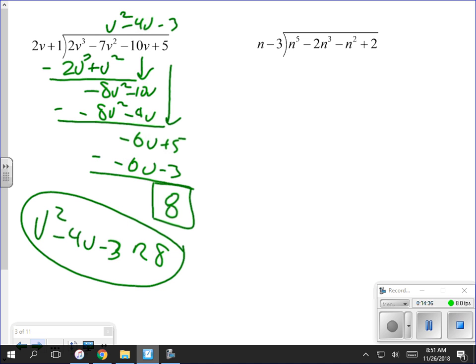Okay. Next one, n minus 3 into n to the 5th minus 2n cubed minus n squared plus 2. What am I missing? N to the 4th. I don't have any n to the 4th. I have to have an n to the 4th because when I do n into n to the 5th, I'm going to have n to the 4th. I have to have something to line it up with when I do my dividing, just like I did with all of these powers. They're all lined up. I have to have an n to the fourth. Every power has to be represented. It isn't there, so what do? I have to rewrite the problem.